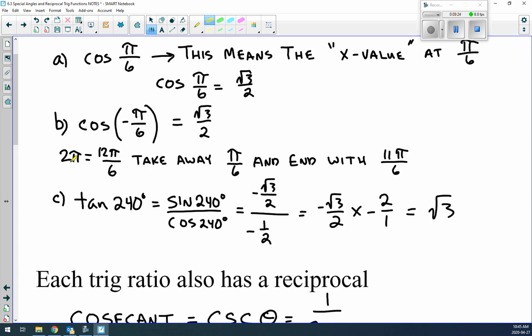Another way to do it is you could do 2 pi, which is 12 pi over 6, right? Take away pi over 6 and end up with 11 pi over 6. So what we did is we turned the negative into a positive, and then you can find it.